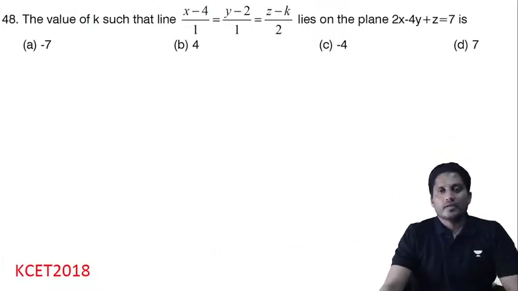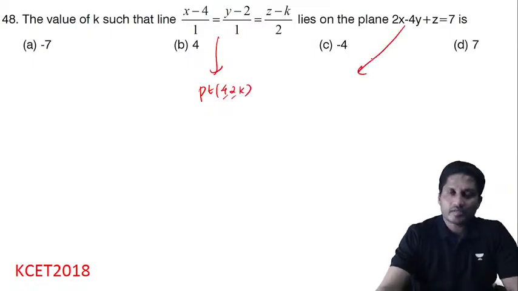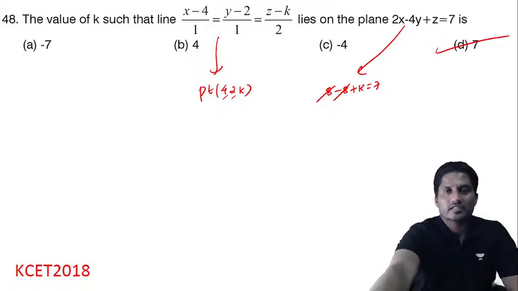Right, let's move to the next question. The value of k for which the line lies on the plane. See, actually the point on the line is 4 comma 2 comma k, right? If I substitute in this plane, we'll get 8 minus 8 plus k is equal to 7. 8 and 8 cancel, the value of k is 7. Simple question, within 20 seconds you get the answer. Just take the point, substitute.